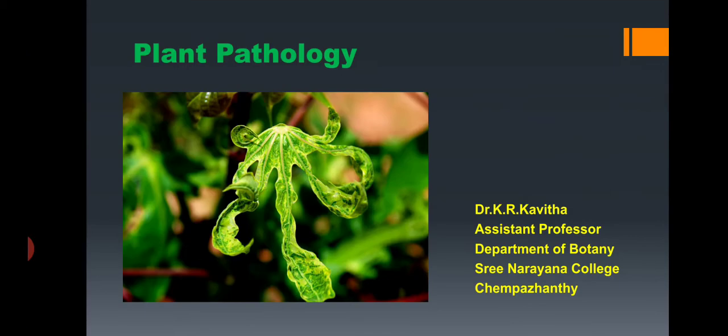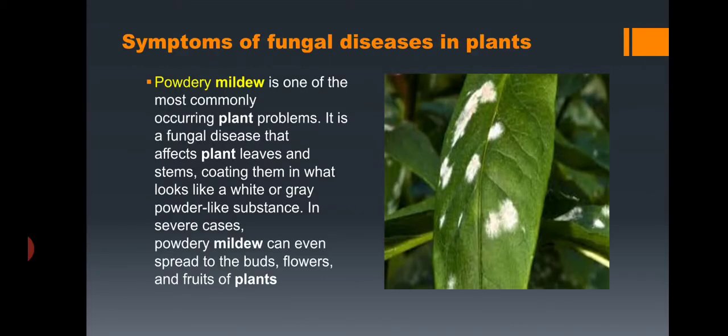Then today we are aiming at a 4-mark question, or sometimes it may ask for an essay type also: what are the symptoms of diseases? We can categorize these symptoms in accordance with the causative organisms. First we will discuss the symptoms of fungal diseases. It is a common disease found in plants, that is, fungal diseases.